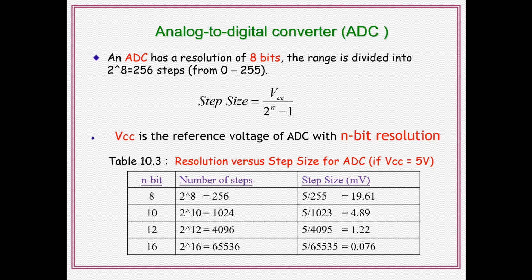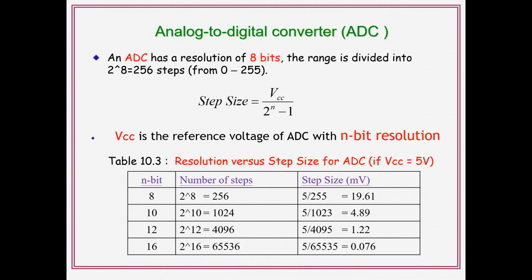And the second case: if the bit size is 10 bit, then 2 power 10 is 1024 possibilities. So that is 5 by 1023, which is 4.89 millivolts. And the next one is 12 bit. So 2 power 12 is 4096. The step size can be calculated as 5 divided by 4095, since counting starts at 0. So finally we get 1.22 millivolts.